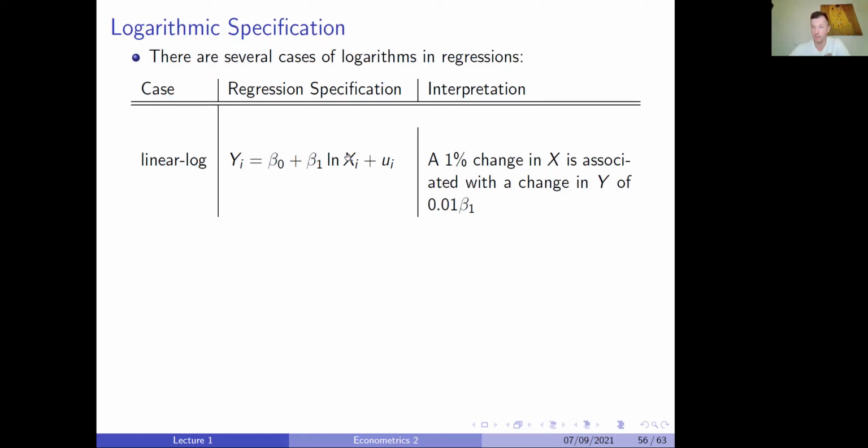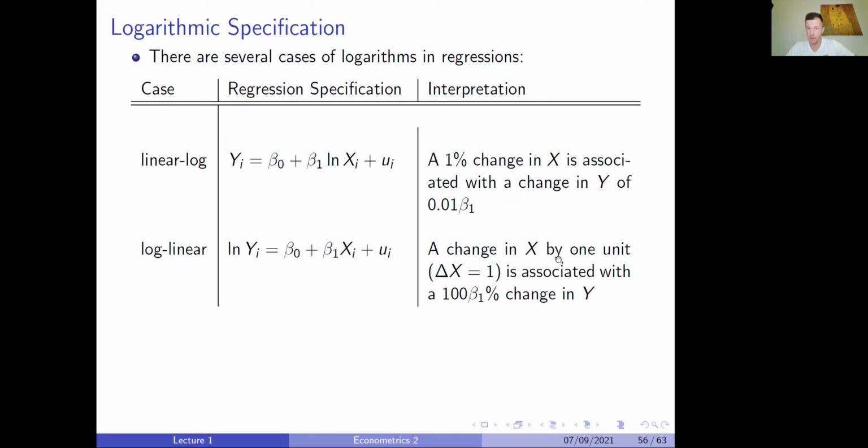Another logarithmic specification is the log-linear, a very popular specification, when you take the log of y, but x is given in levels. Now the interpretation of beta 1 is different, because a change in x by 1 unit is associated with 100 times beta 1 % change in y. Look, this is very simple. When you see the logarithm, then this variable changes in percent. Either x changes by some percent or y changes by some percent.